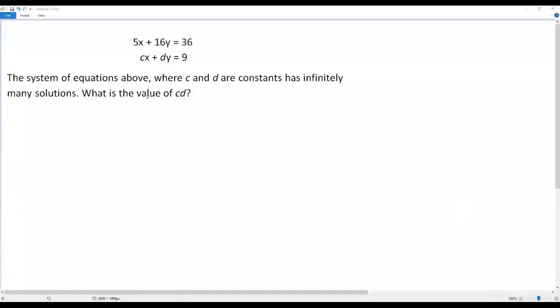Here we have a SAT math question. Okay, let's go to the information. Here we have a system of two linear equations. The system of equations above, where C and D are constants, has infinitely many solutions. What is the value of C times D?